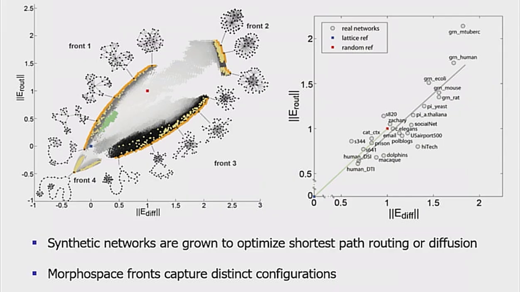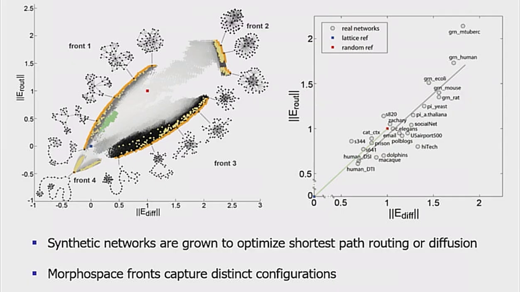So the next question, this is actually from the same group, is, well, how do diffusion efficiency and routing efficiency compare with one another? So what they did was to grow a series of synthetic networks, and they grew them to optimize either routing efficiency or diffusion efficiency. Here, diffusion efficiency is operationalized with mean first passage times and routing efficiency with path length. When you do that, you end up getting what's called a morphospace that's shown in the figure on the left. So it's a space of all possible network configurations.